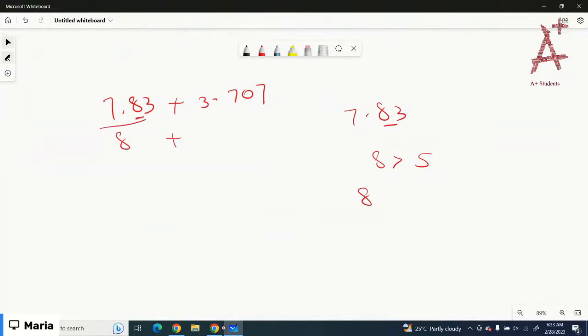Okay, then you have to look at 3.707. Just look at the very first digit right after the decimal. Here you have 7, and 7 is greater than 5. Got it? That means you have to round up. 3.707 is rounded off to 4. And 8 plus 4 makes 12. Got it, everyone? If you have any question, you can just write down the question in the chat box. So 8 plus 4 makes 12. Got it? So the estimated answer is 12.